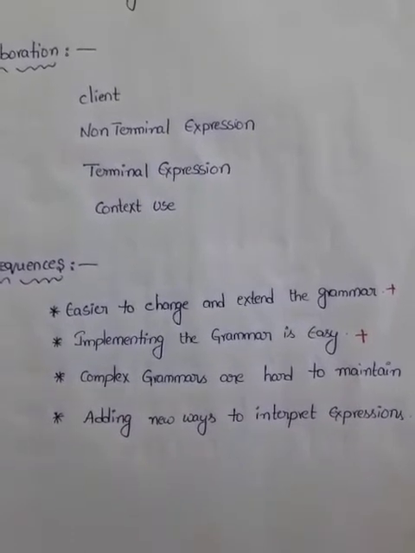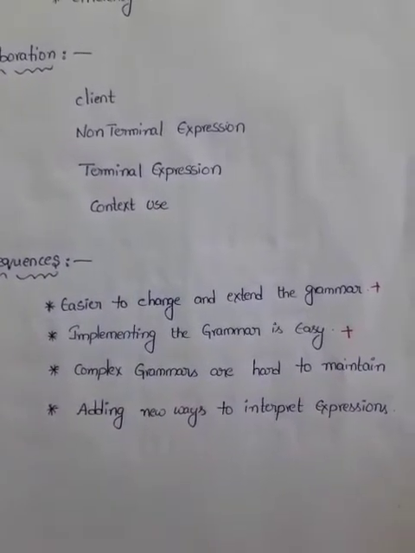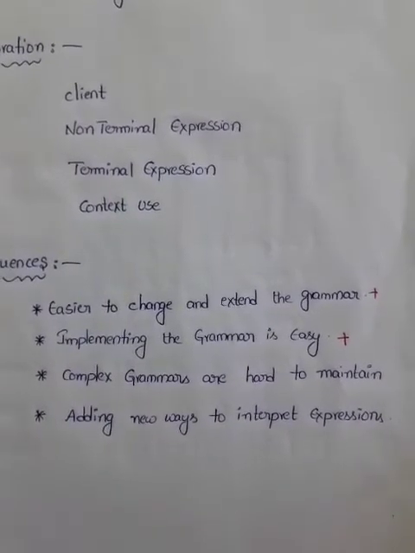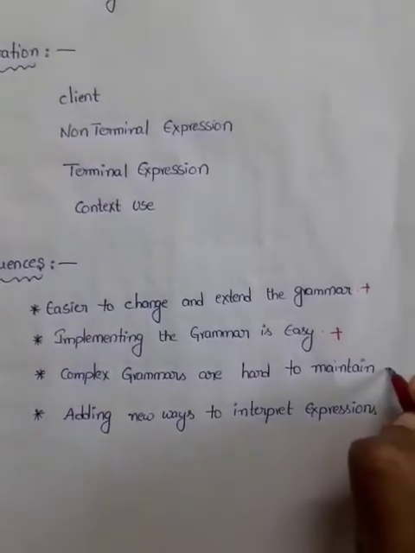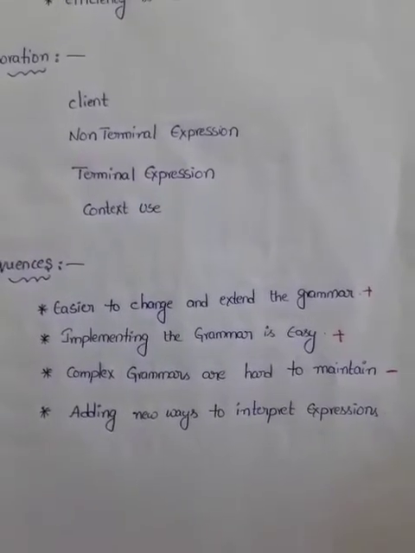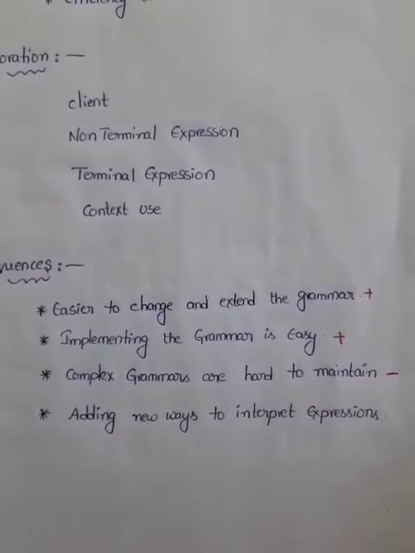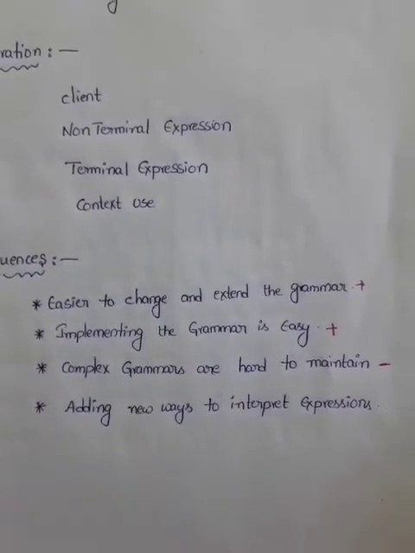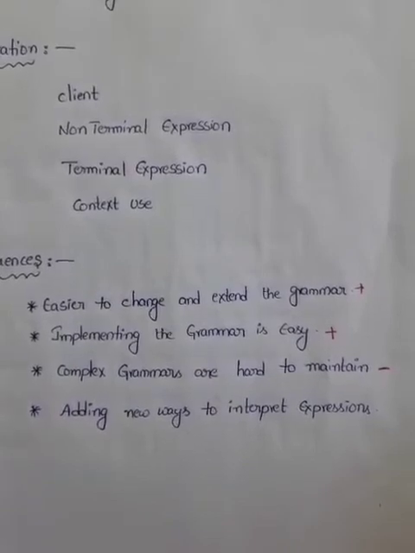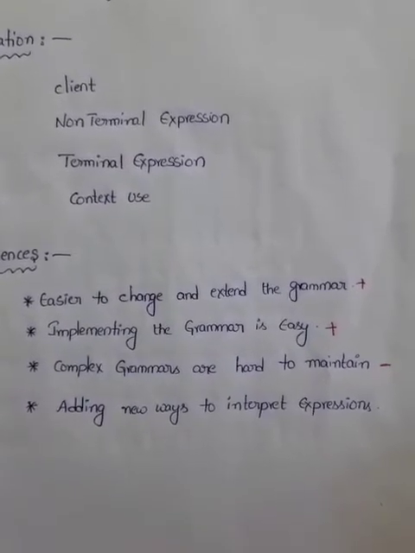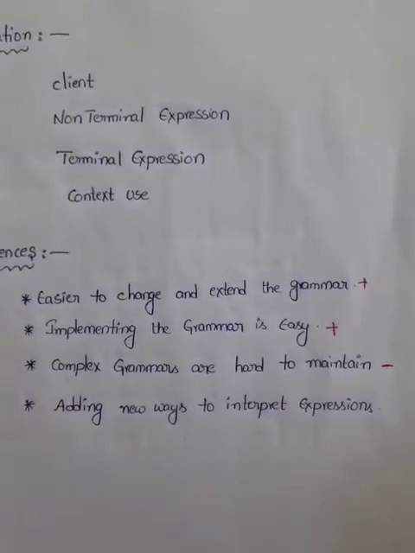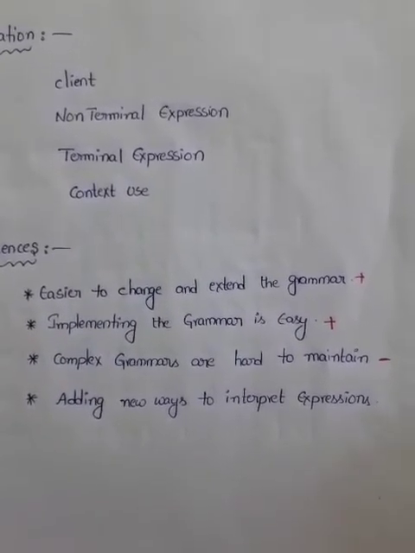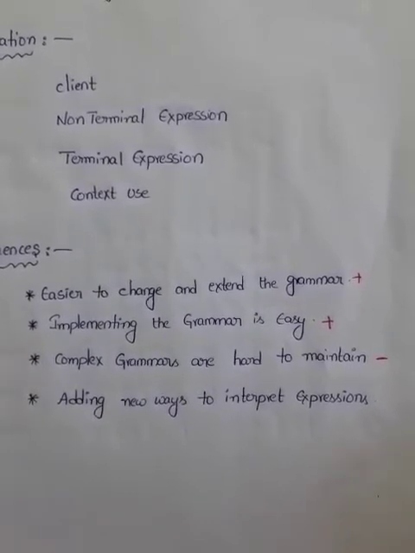Coming to our next consequence: complex grammars are harder to maintain. So we say it's a disadvantage. The interpreter pattern defines at least one class for every rule in the grammar. A grammar containing many rules can be hard to maintain and to manage. So we can say maintaining the grammar is very hard, and this is one of the disadvantages.